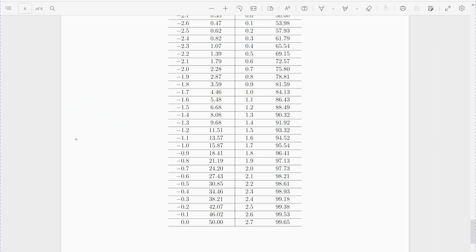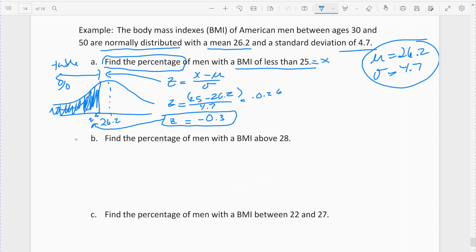Alright, so negative 0.3 puts me down here at 38.21%. Alright, so the table percent is the right percent, so 38.21% of men have a body mass index of less than 25.